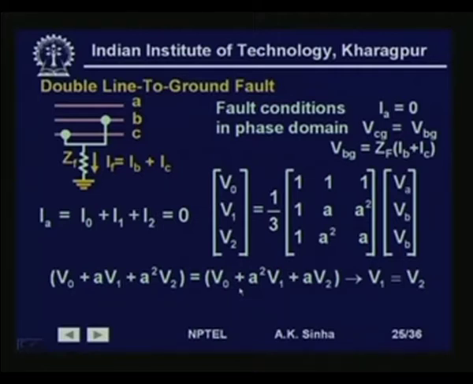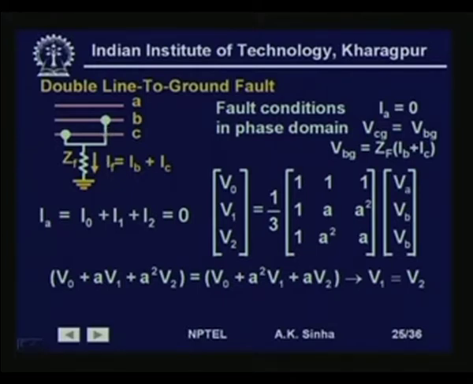Next, we will take double line to ground fault. Now, here the conditions are again very similar to the line to line fault that we had, except that these two lines are faulted to the ground through an impedance ZF. Now, again here pre-fault conditions, the pre-fault currents are 0. So, Ia is equal to 0. Now, Vb is equal to Vc because these are shorted, and this will be equal to ZF into If. And what will be If?